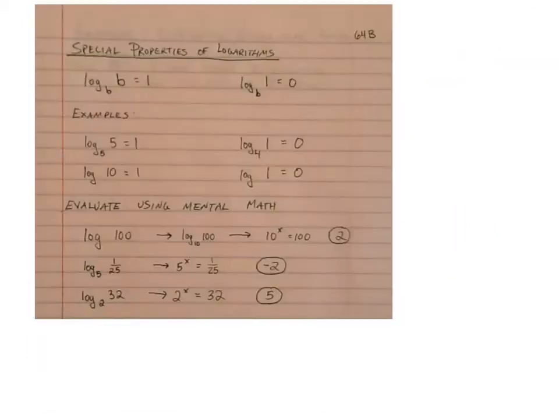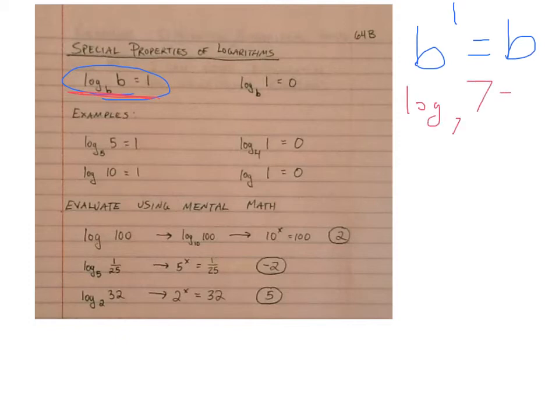All right, and on the next page, we have two special properties of logarithms. The first being log base b of b equals 1. And that makes sense. If we were to rewrite this one as an exponential expression, we would have b to the 1 is equal to b, and that's a true statement. So we can say log base 7 of 7 is equal to 1, or the examples I showed, log base 5 of 5 is equal to 1, log base 10 of 10 is equal to 1. Notice the 10 is missing, because if it's missing we assume it to be a 10.